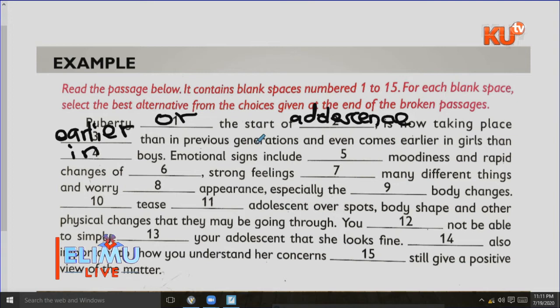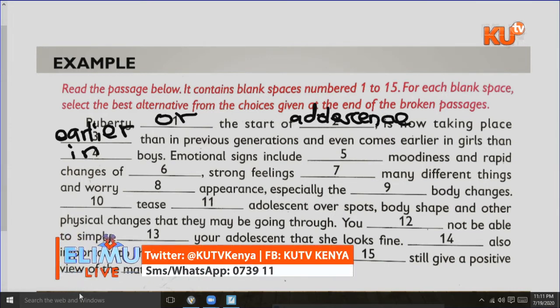So then you settle on the correct one, which is puberty or the start of. Then you must have a reason for the correct answer, and you must have reasons for the three answers or choices that you left out. So I pick or because puberty is just another name for start of adolescence. Puberty or the start of, then you're given there the choices: preteens, adulthood, adolescence, old age.